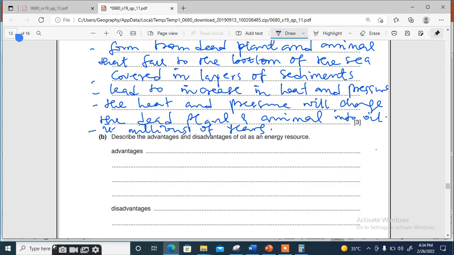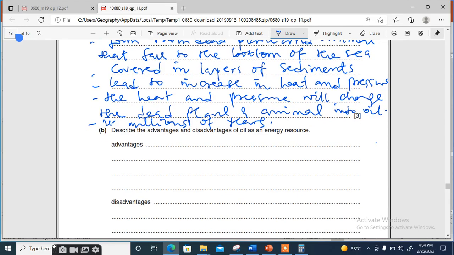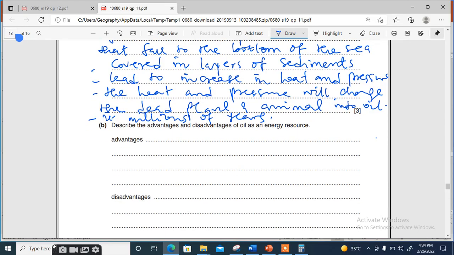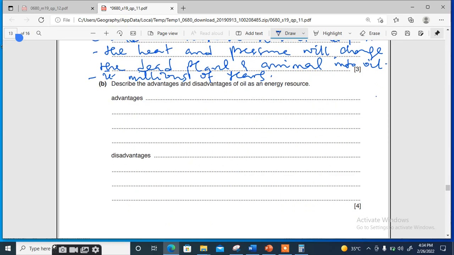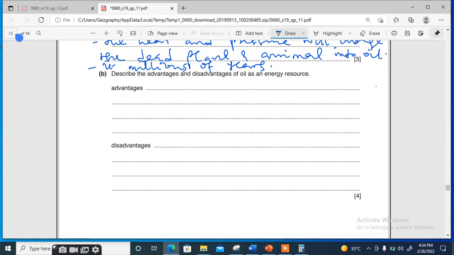Describe the advantage and disadvantage of oil as an energy resource. Okay. Now, what are the advantages of oil as an energy? It's a 4-mark question, so you can give 3, 2, 3, 3. Okay, the technology for extraction is well known. It's an advantage.